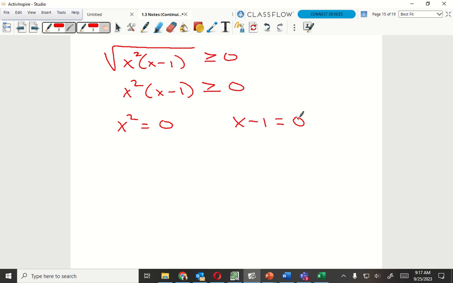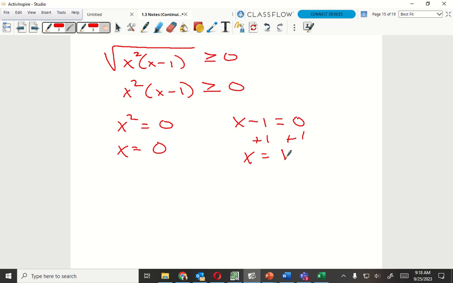So this one should be easy. Take the square root of both sides. x equals 0. Good. Now this one right here, add 1, x equals positive 1. So x has to equal positive 1. Can it be more than positive 1? Yes, it can. It can be more than positive 1.